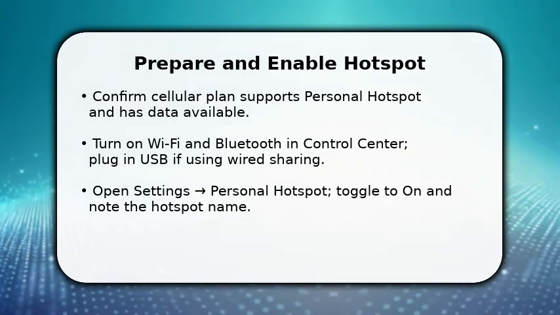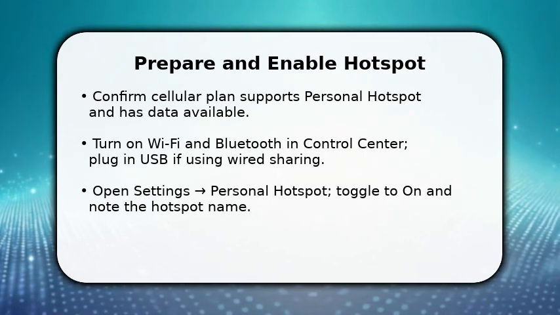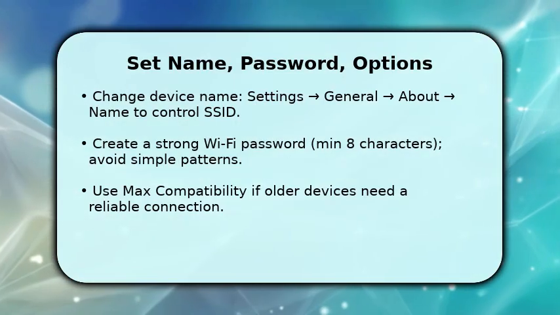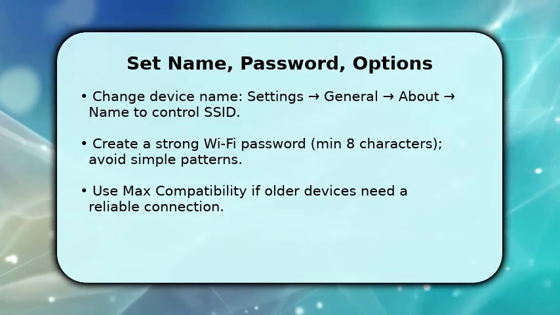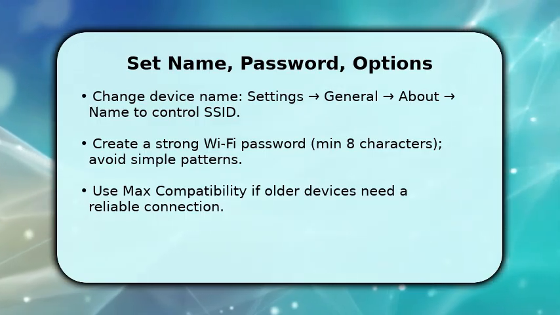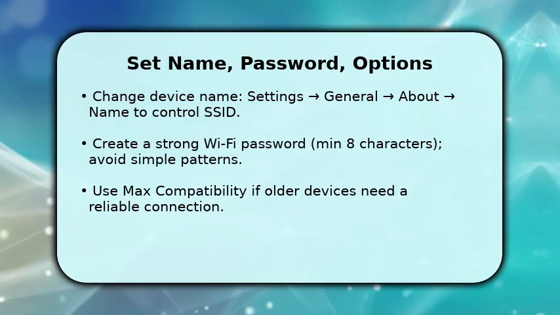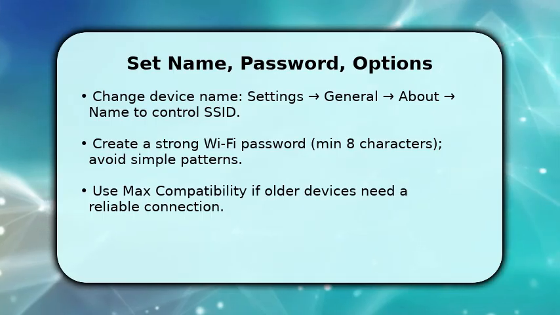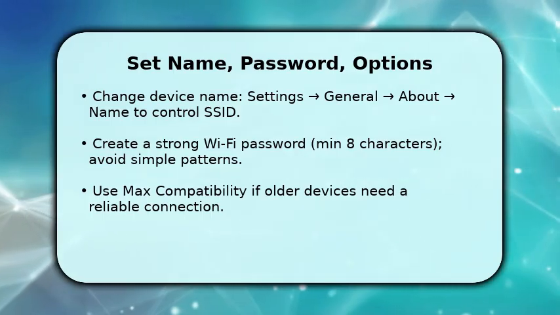You now control how your hotspot appears and who can join by adjusting a few details. First, change the iPhone name in General, right arrow, About, right arrow, Name. That sets the SSID other devices will see. Then set a strong Wi-Fi password in Personal Hotspot, at least 8 characters, to prevent freeloaders.